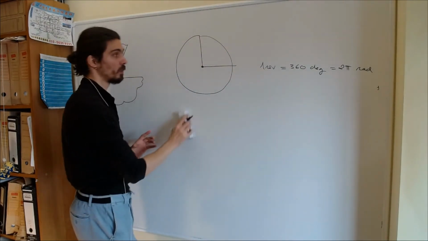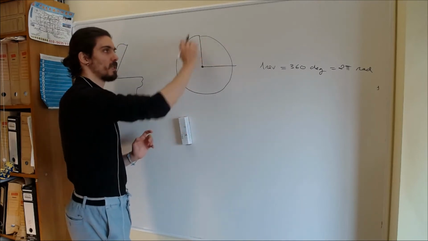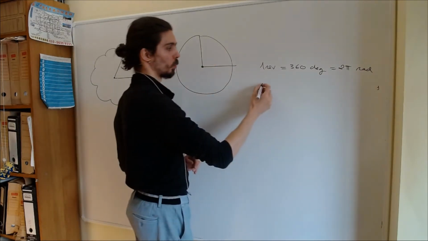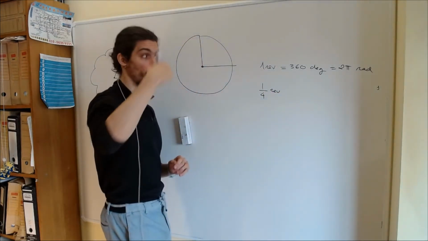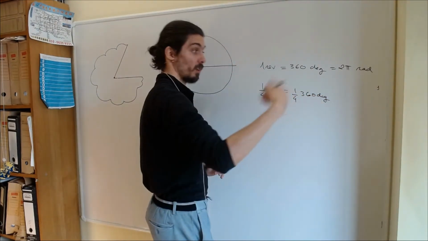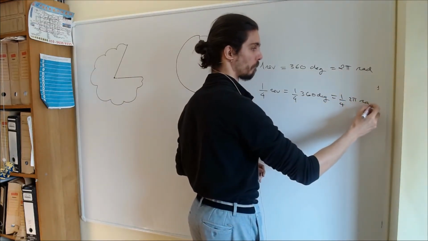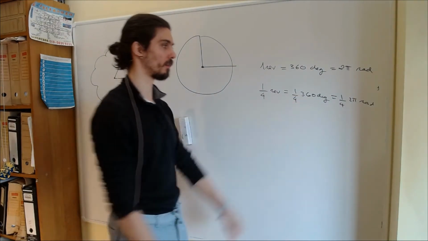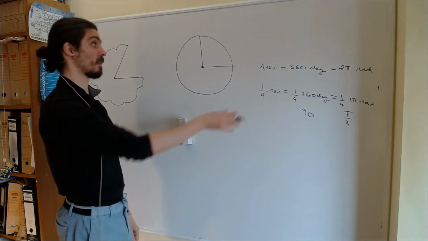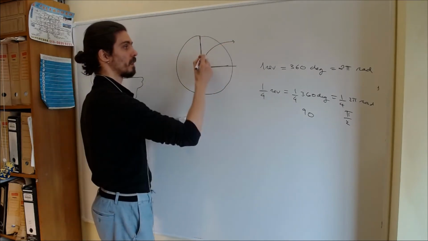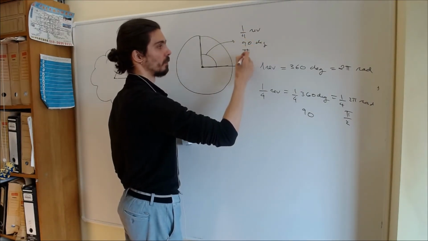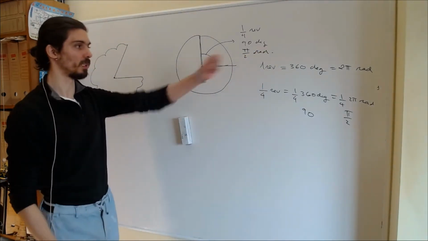And now what we are going to do is compare your slice of pizza with the entire pizza. Just looking at it, you can see it corresponds to 1/4. So we have 1/4 of a revolution, which corresponds to 1/4 of 360 degrees, which in turn corresponds to 1/4 of 2 pi radians. 360 divided by 4 is 90. 2 pi divided by 4 is pi over 2. So the number that we assign to this picture is 1/4 of a revolution, 90 degrees, or pi over 2 radians. So here's our assignment.